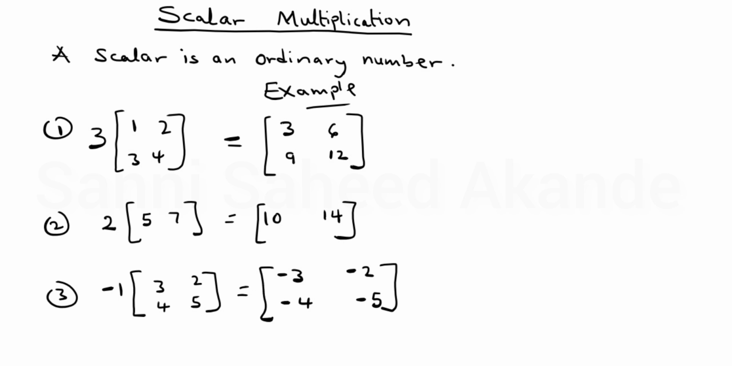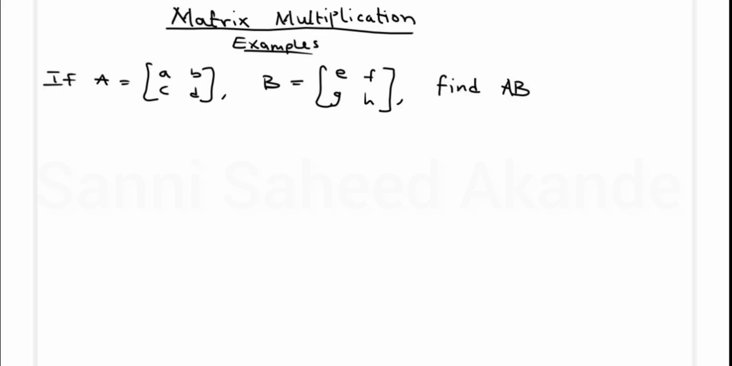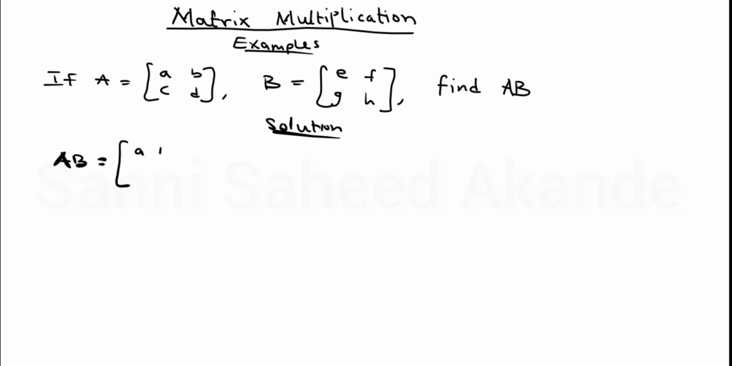Now let's continue to look at matrix multiplication. We are going to look at this example. The question says if A is given as what you are seeing on the screen and likewise B, find A times B. Solution. A multiplied by B will be equal to A is given as this, and then B is given as E, F, G, H. So how do we multiply this together?